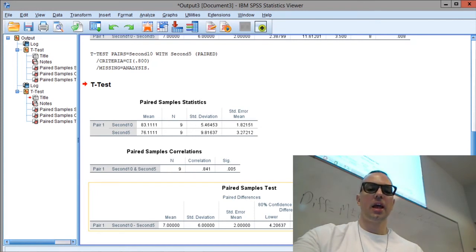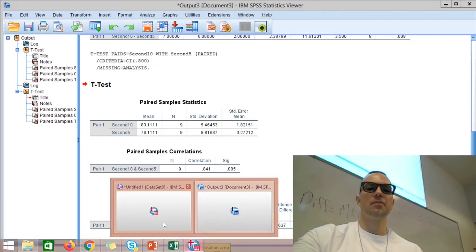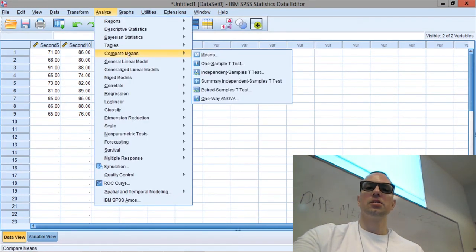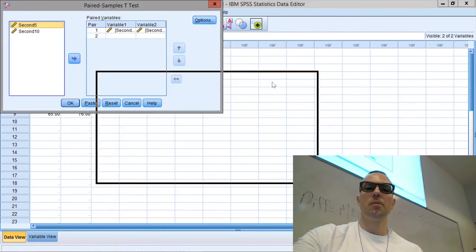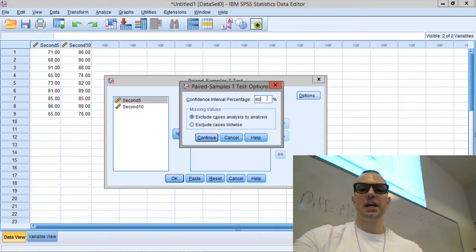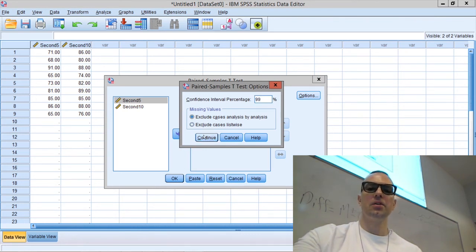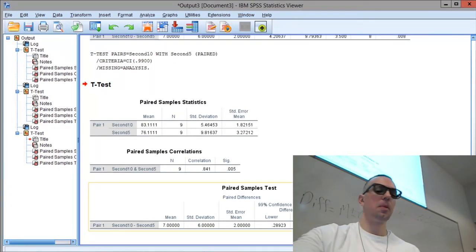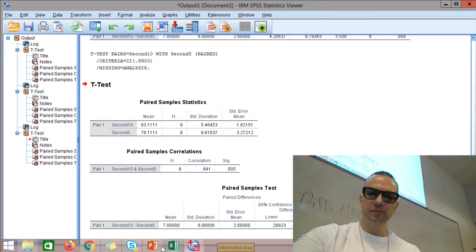And we're going to do this one more time, this time for that 99% confidence interval. So once again, compare means, paired samples t-test. We go back to options. This time it's 99% we're looking for. We hit continue, we hit OK, and we have ourselves that 99% confidence interval of the difference.